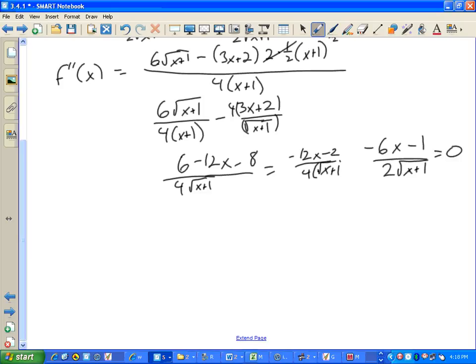and just find out when this thing equals 0. So when the top equals 0, which would be when x is negative 1/6.